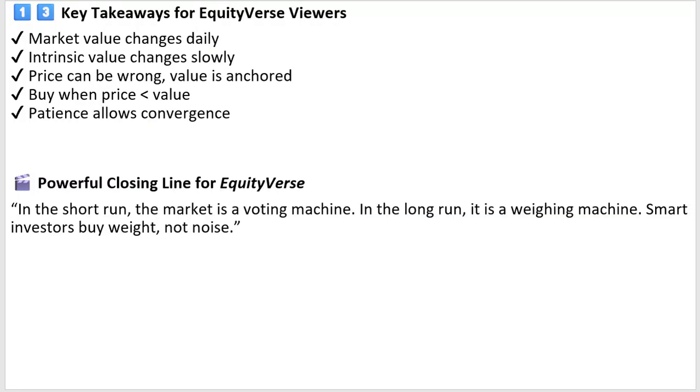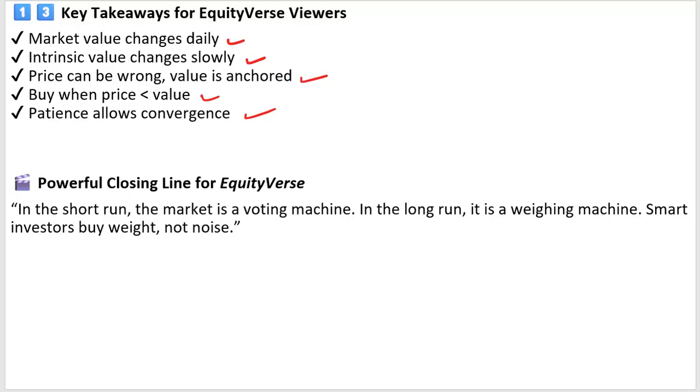What are the key takeaways for Equityverse viewers? Market value changes daily. IV value changes slowly. Price can be wrong. Value is anchored. Buy when price is less than value. Patience allows convergence. Here is a powerful closing line for Equityverse. In the short run, the market is a voting machine. In the long run, it is a weighing machine. Smart investors buy weight, not noise.